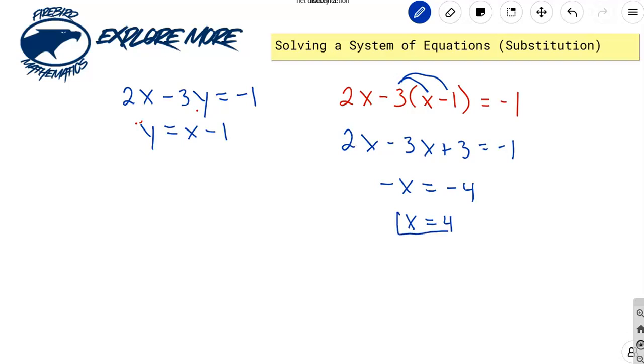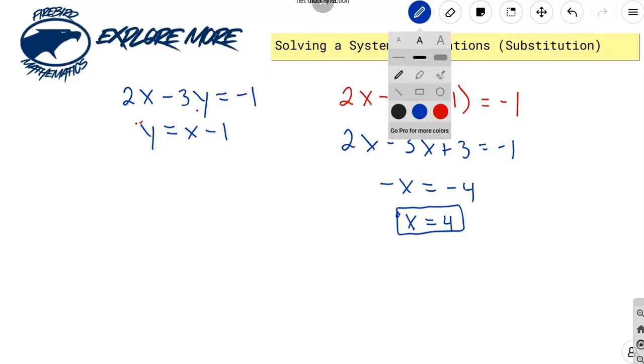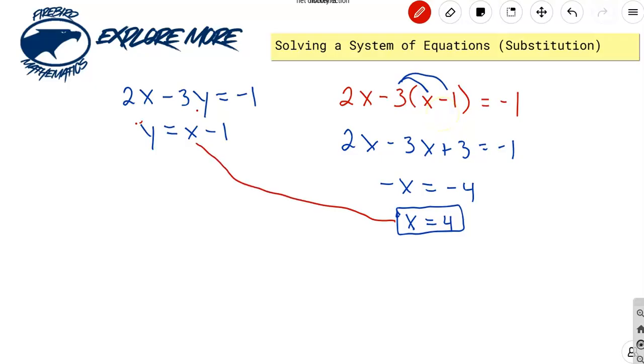Okay, so we found x, but now what about the y value? How am I supposed to figure that out? Well, now that we know the x value, we can take that x value and just substitute it back into one of my equations. Okay, we're going to use the second equation here. So the second equation says y equals x minus 1. So we'll substitute the 4 in for x. So y equals 4 minus 1. 4 minus 1 is equal to 3.